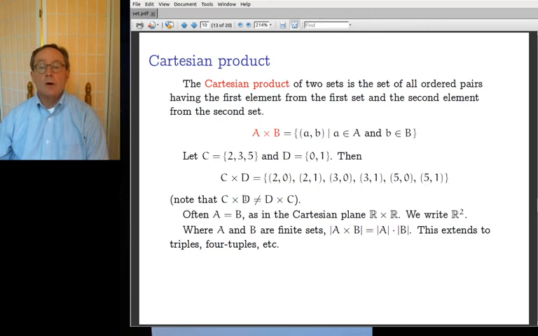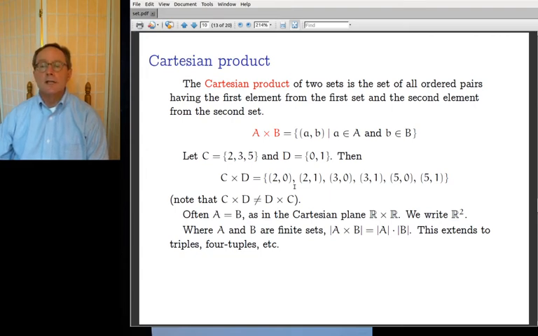Just as a comment, note that C cross D, you read that out loud as C cross D, not C times D. Note that C cross D is not equal to D cross C. In particular, the things that are in D cross C would begin with 0s or 1s. There is nothing here that begins with a 0 or 1.